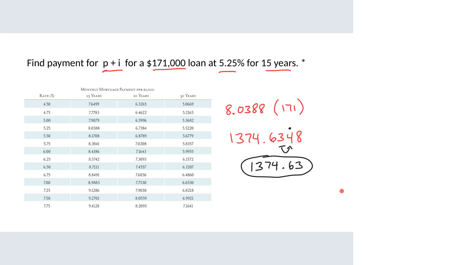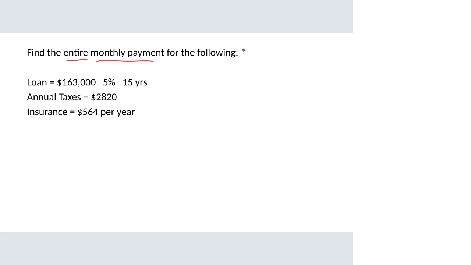I'll go back. Here we go. So $163,000 at 5% for 15 years. Taxes are $2,820 and insurance is $564. All right, now we'll go back and I'll set up the poll.